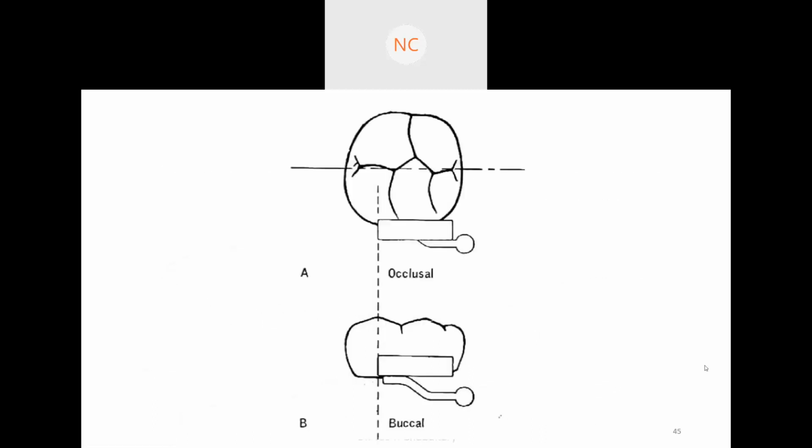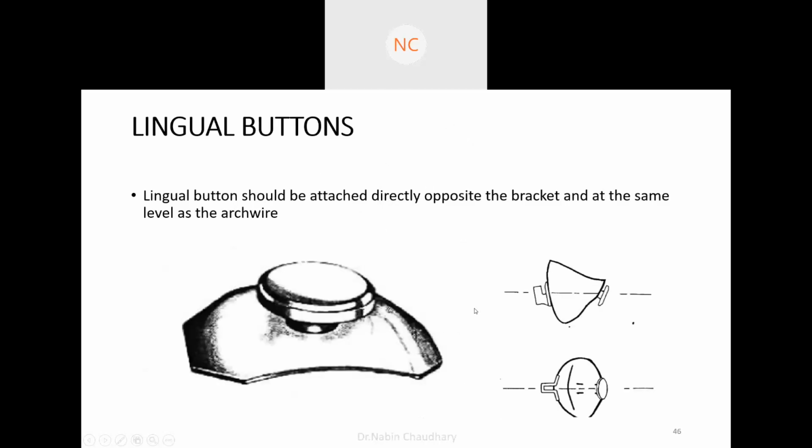For the molar tube placement, when viewed from the occlusal aspect, it is parallel to the line bisecting the major distal dimension. So this is parallel to this line, and when viewed from the buccal side, it is parallel to the buccal cusp. Another component is the auxiliary attachments, that is the lingual tubes, and these auxiliary lingual tubes should be directly attached opposite to the bracket, at the same level as the archwire.